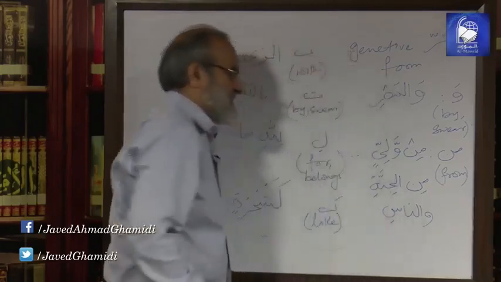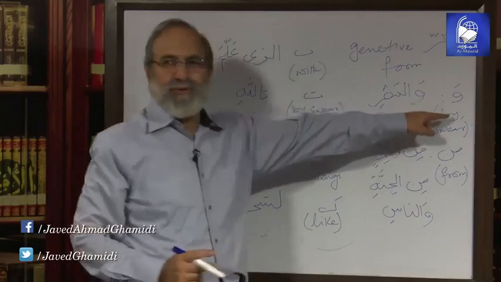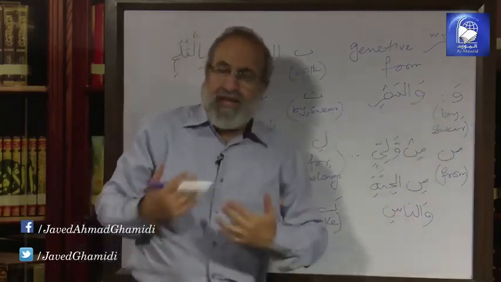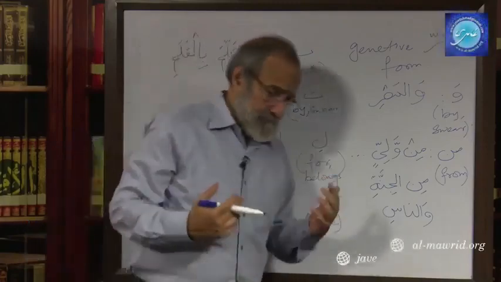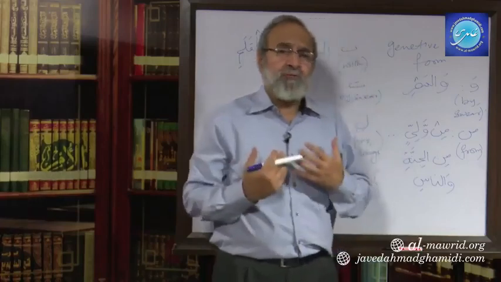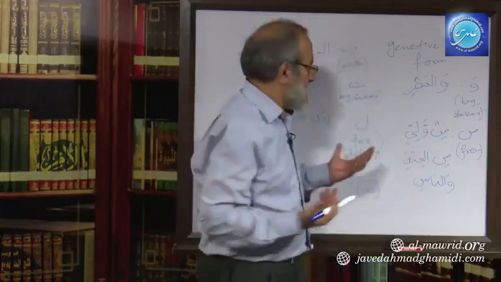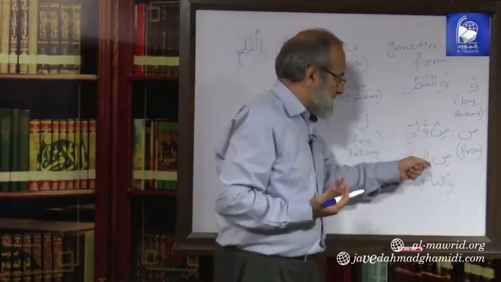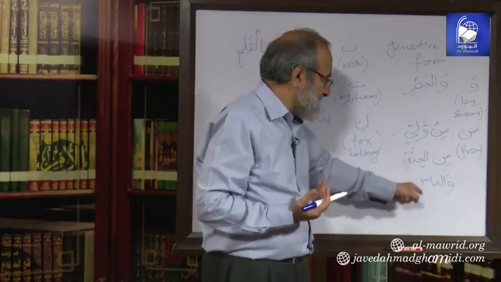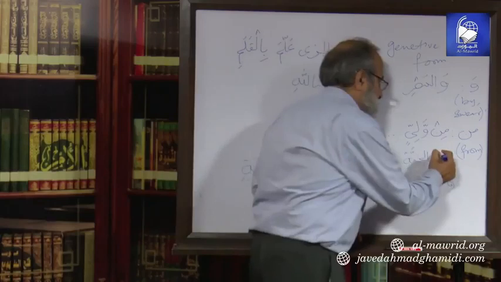The good thing about this example is that we have vow here, not in the sense of oath or swearing, but in the sense of "and." The Satans who yuwaswisu fi sudurin nas, who whisper into the hearts of men, are minal jinnati wan nas, from amongst jinns and men. So al jinnah has a jar because of min.